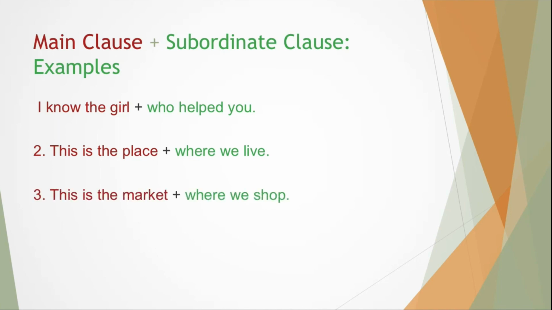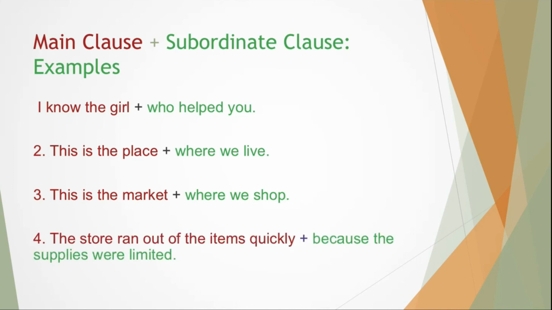This is the market where we shop. This is the market makes sense. Hence, it is a main clause. Where we shop. It contains a subject, it contains a predicate, but if you detach it from the sentence, it will make no sense of its own. Okay? Hence, it is called as a subordinate clause.